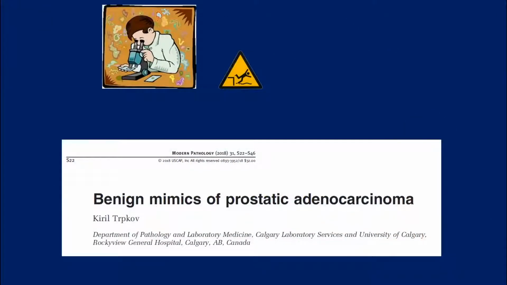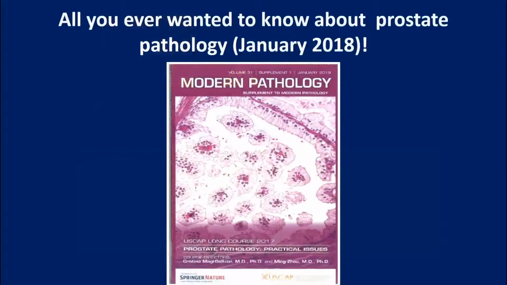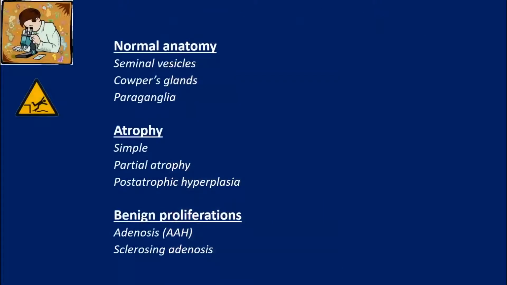And the first topic is well covered in this paper that I've published recently on benign mimickers of prostatic adenocarcinoma, which represent false positive scenarios. This paper is part of a supplement of Modern Pathology of January 2018, which also includes other contemporary contributions covering relevant topics of prostate pathology that followed after the long course at the USCAP in 2017.